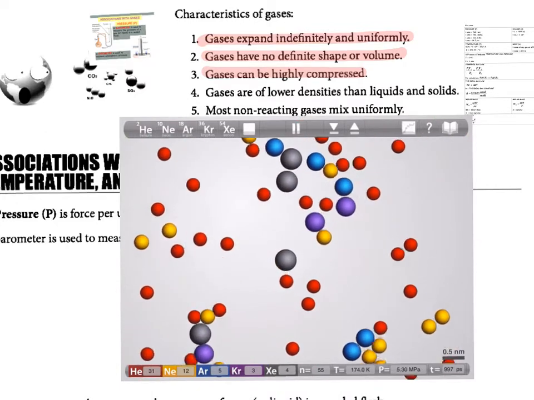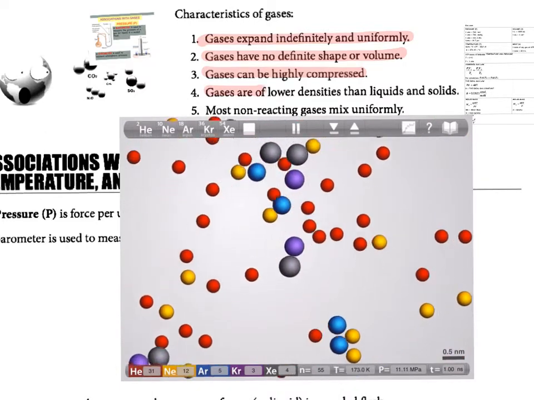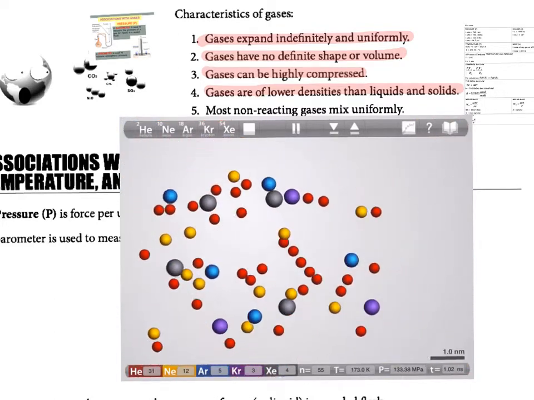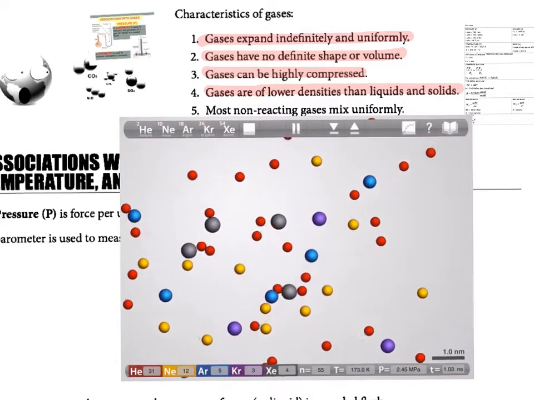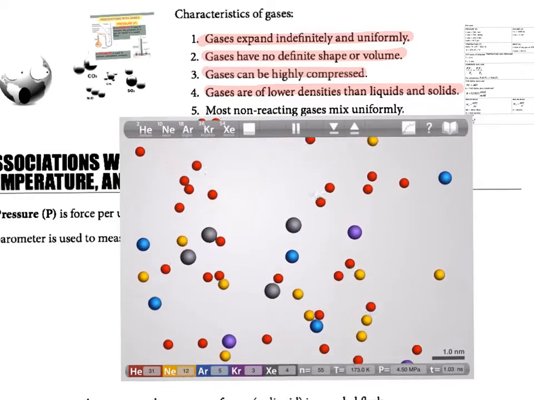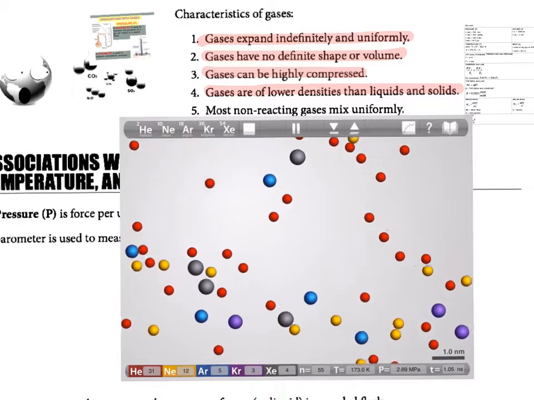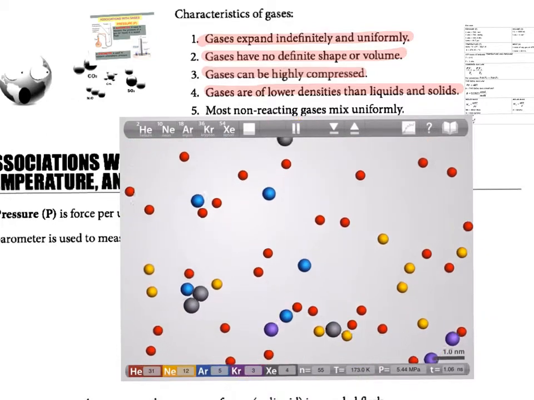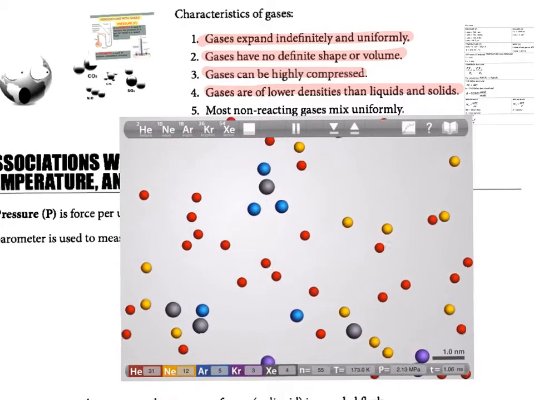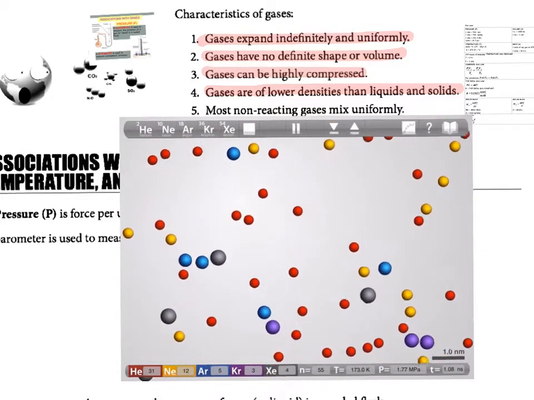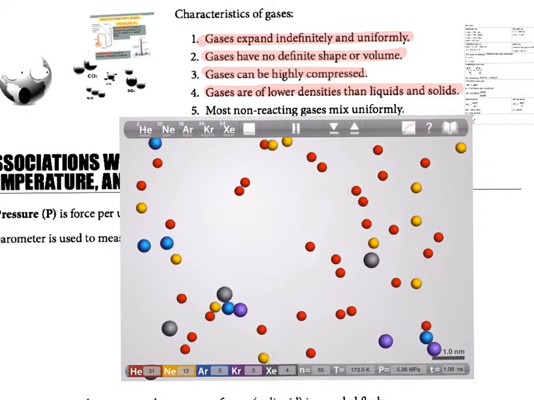And then number four is gases are of lower densities than liquids and solids. So you can see sort of this modeling, gases spread out. They can occupy a container, but as you're going to see here with the gases, there are not as many gas particles in the same container as you would see with solids or liquids because they do spread out so much.